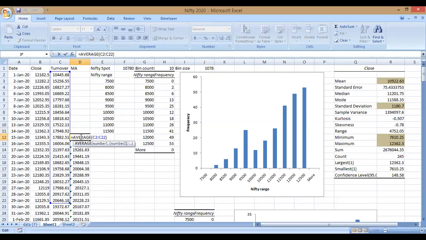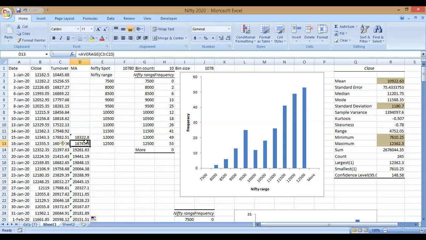If you see this C12, it is the middle point of all the values above it and all the values below it. So C2 to C22 I have taken, and that is the moving average for row 12. If you don't understand moving averages, Google it and find it out. It's a beautiful thing, so try to understand moving averages. It can help you a lot in trading.